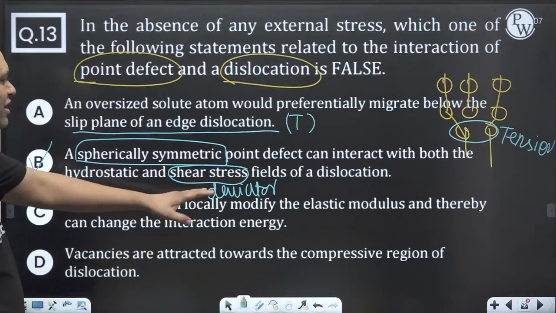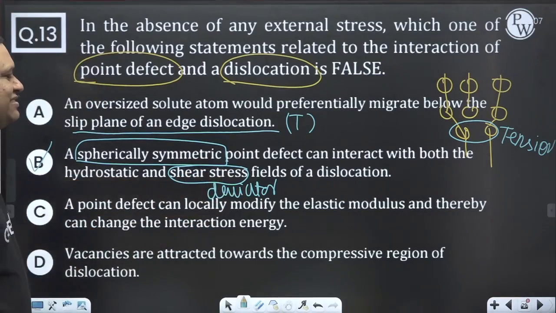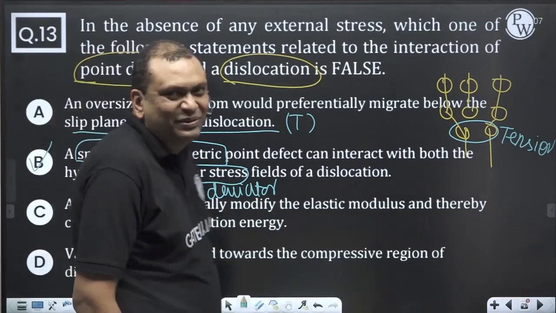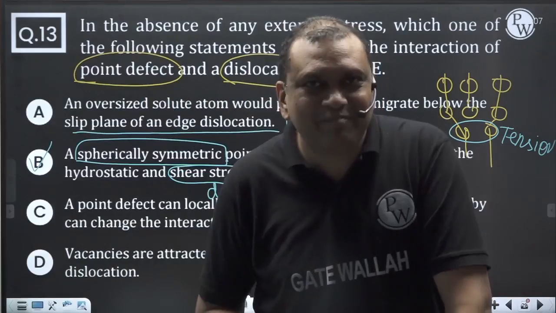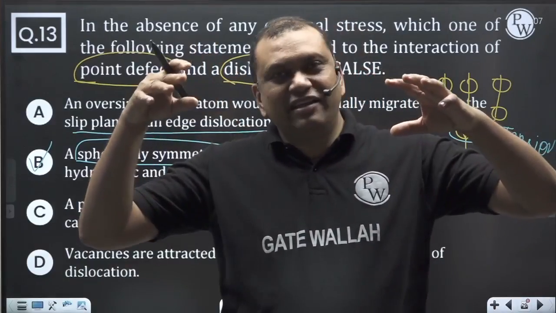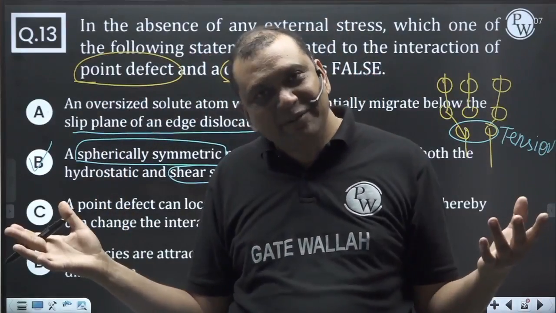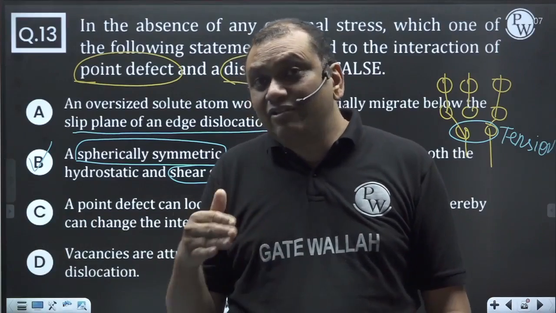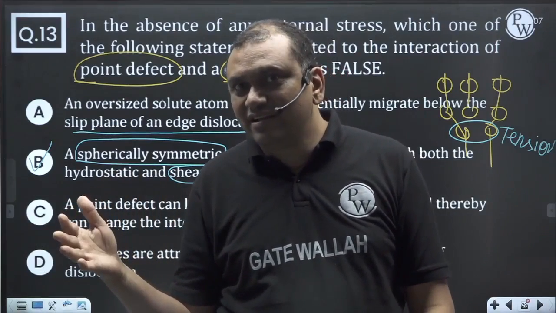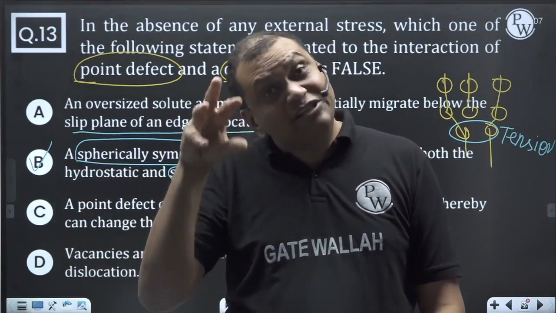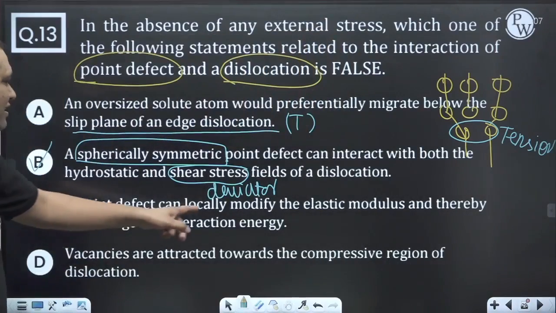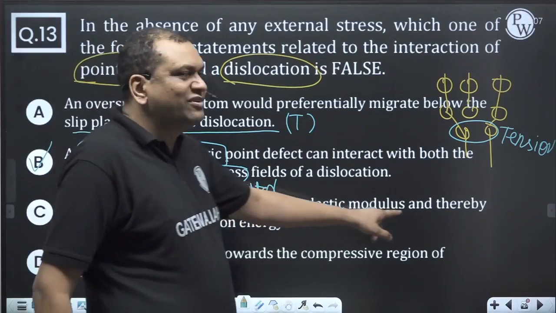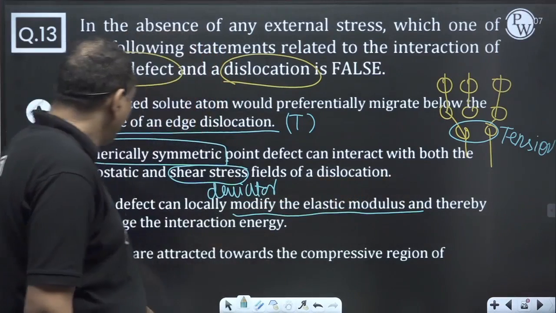Point defect can locally modify the elastic modulus. That's correct. Because if there's a point defect, it creates a localized strain field, and this localized strain field creates obstacles in the movement of dislocation. So it's correct. Modify the elastic modulus. It's a correct statement.